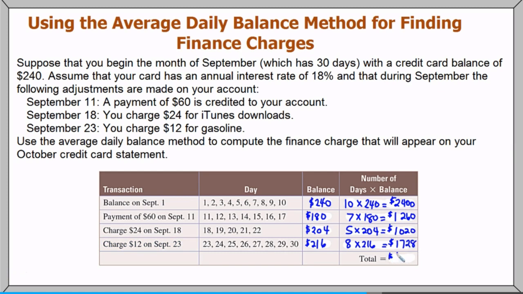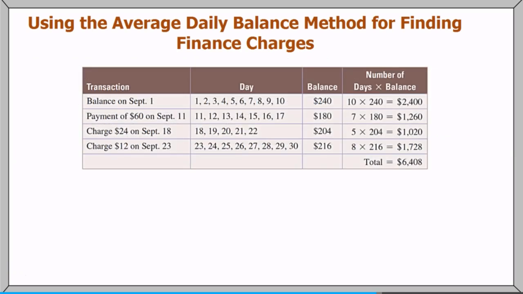Adding the 4 numbers in the last column gives us a total of $6,408. Now we want to find the average daily balance by taking the sum of 6,408 and dividing it by 30. This gives us an average daily balance of $213.60. At this stage in the problem, it is a good idea to check and see if the average daily balance we obtained is a reasonable number. It should be a number between the smallest balance, for us $180, and the largest balance, in our example $240.